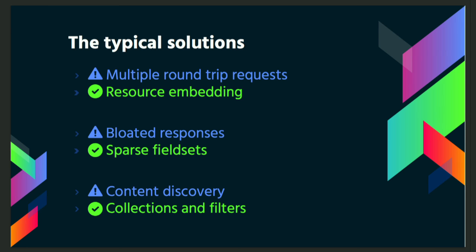So the typical solutions to these problems that we said are known. To avoid the multiple requests, we do resource embedding, where we put different resources in a single response. To avoid the bloated responses, we do something called sparse field sets, which is just declaring the fields that you, as a front-end developer or a consumer, want back from the server. And finally, to solve content discovery, you add collections and filters. You say, give me all of the articles with this title, and that's your way of discovering the content.